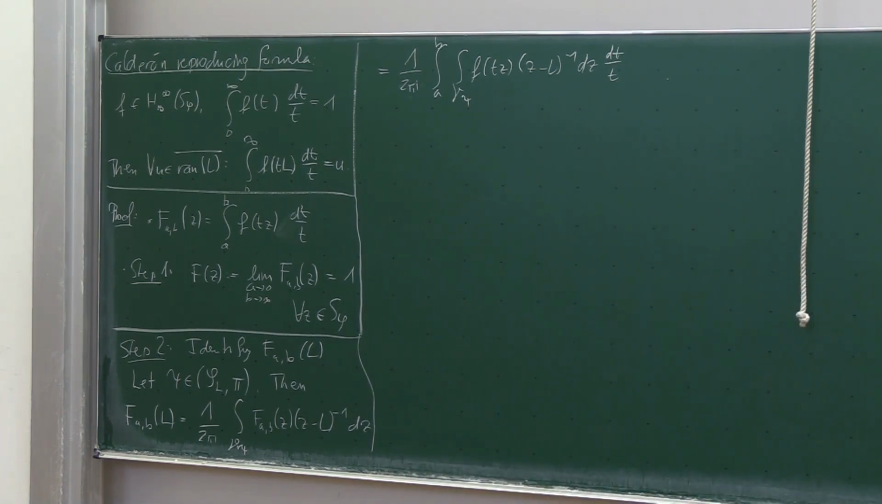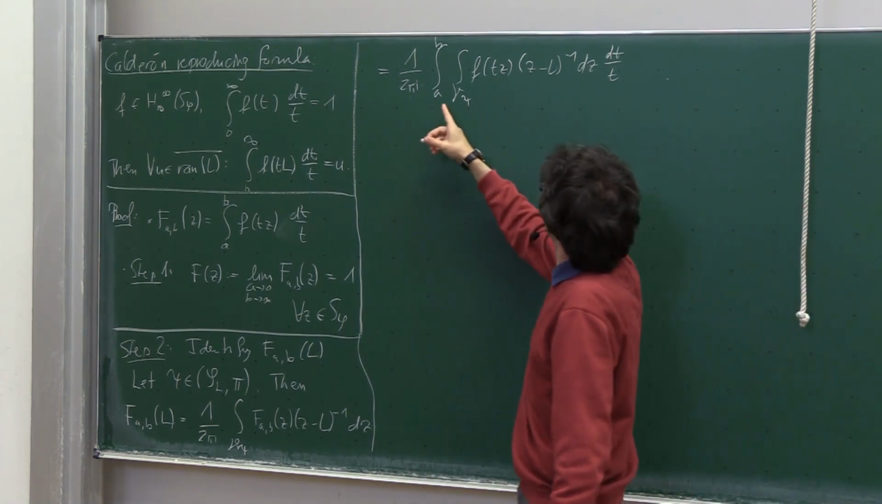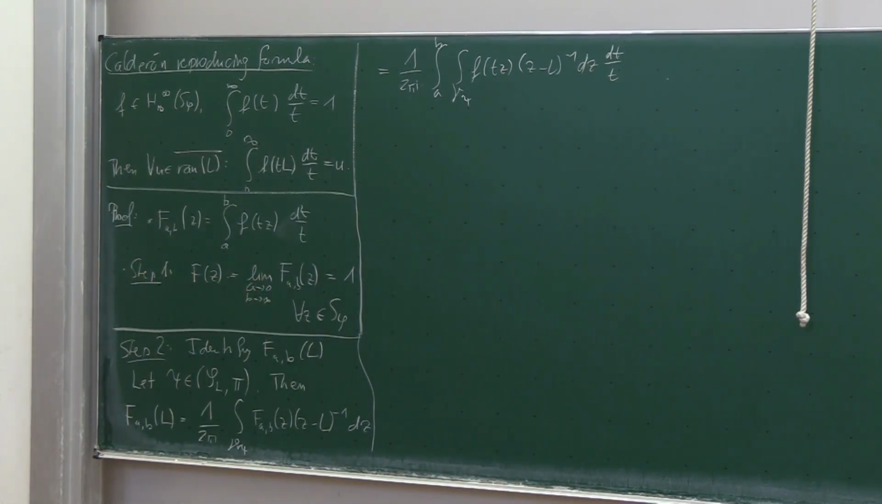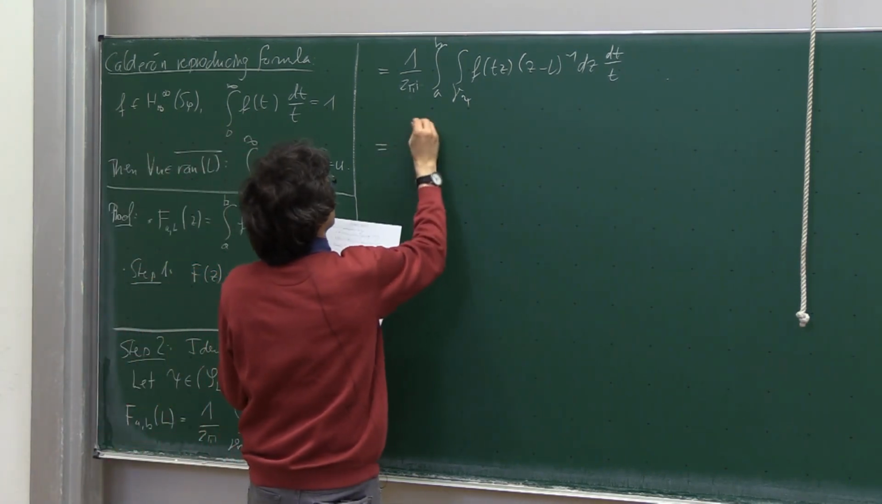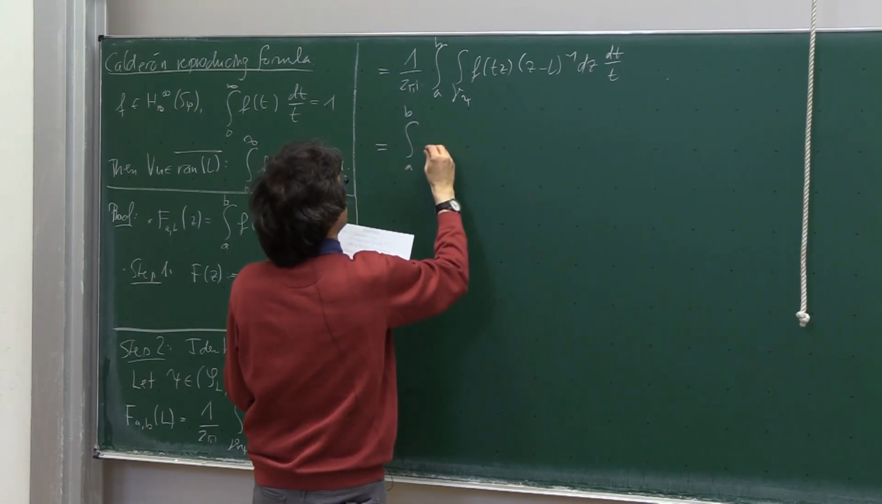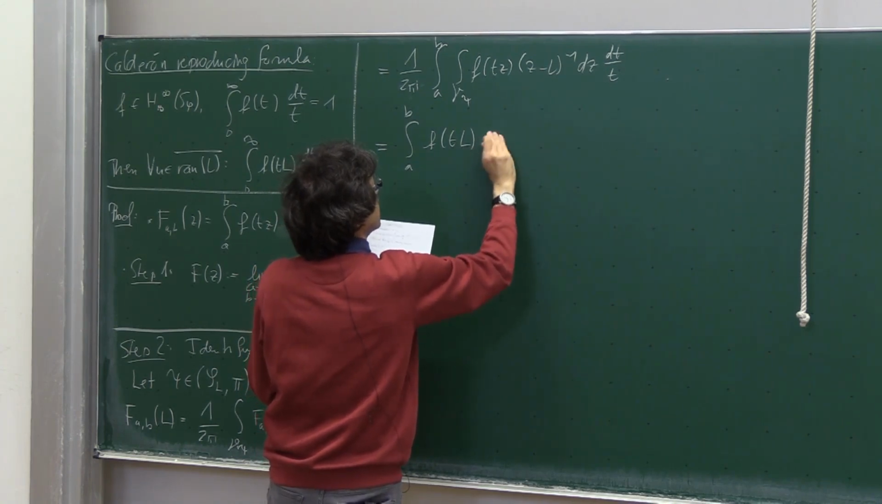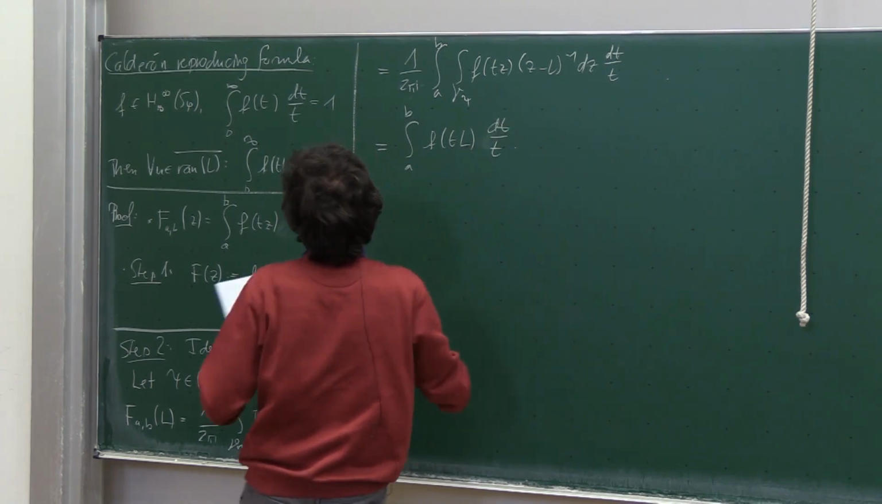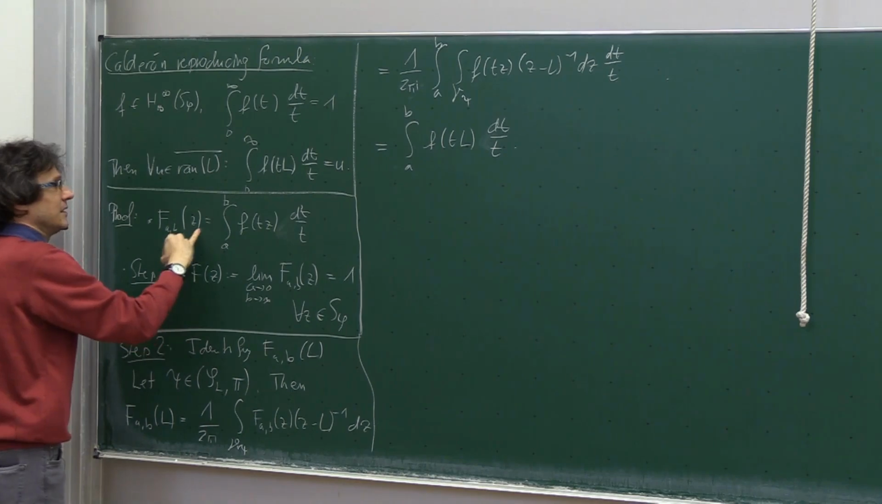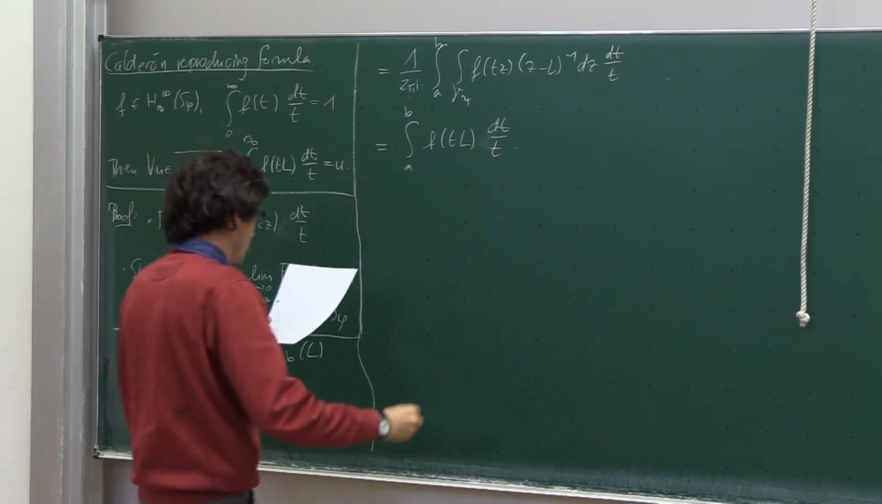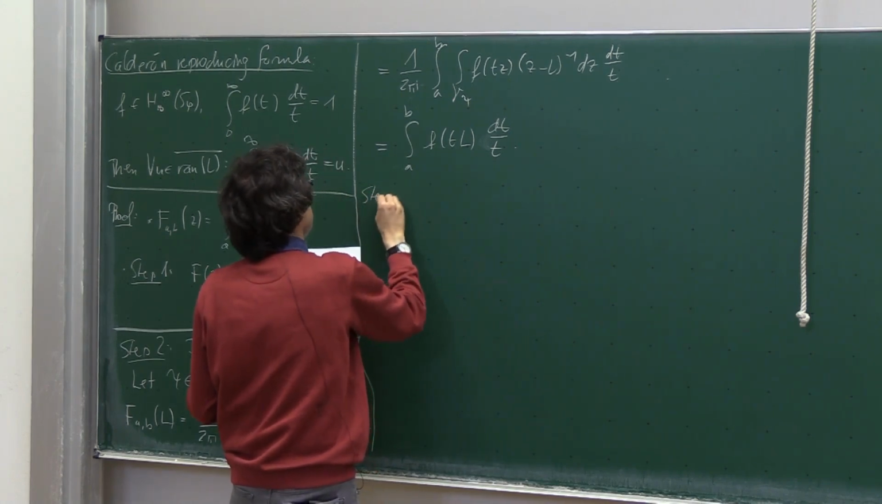And now you see the inner integral together with the 2 pi i gives you again a path integral for the functional calculus for the function f of t z. So this is nothing else than the integral from a to b of f of t L dt over t. So it behaves like it should. If you put in the L here, you get the L here. Okay, now we can start to do the limit.